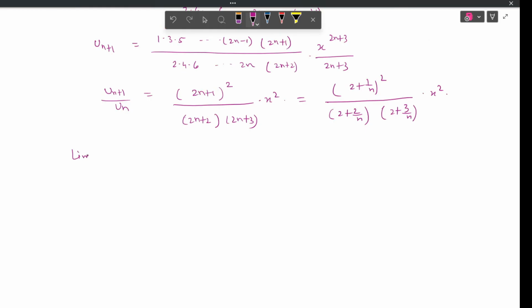Now apply limit here. Limit n tends to infinity, u of n plus 1 by u of n. So limit n tends to infinity, this will be 2 plus 1 by n square by 2 plus 2 by n into 2 plus 3 by n into x square. If you put n tends to infinity, it will be 0, it will be 0, it will be 0. So the value would be x square, because 2 square is 4, 2 into 2 is 4. 4 by 4 and 4 will cancel out, you will get x square.